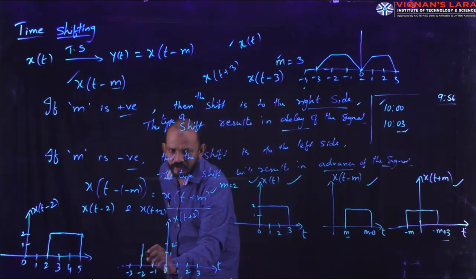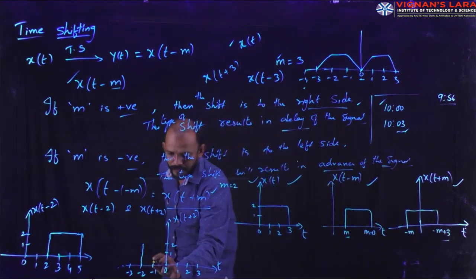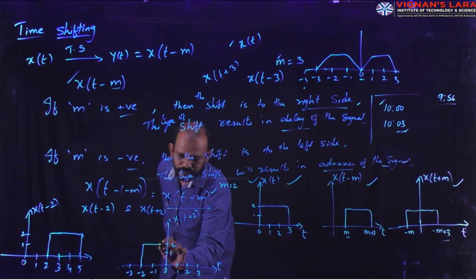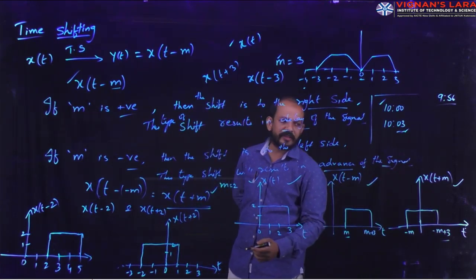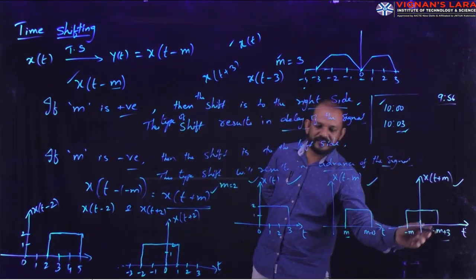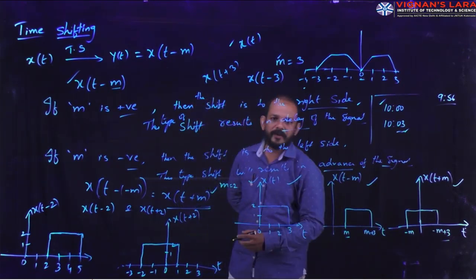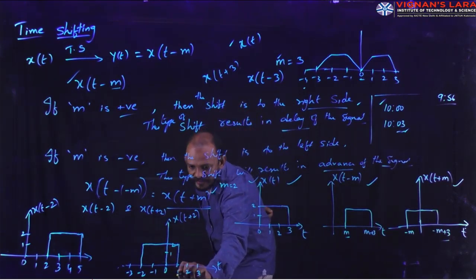And here it started. Where does it have to end? It has to end after 3 seconds. So from here, 1, 2, 3. So it will end at this one. Or simply, in this I had written where it has to end, minus m plus 3. So here minus m is minus 2. Minus 2 plus 3 is plus 1. So for that reason, it has ended at plus 1.